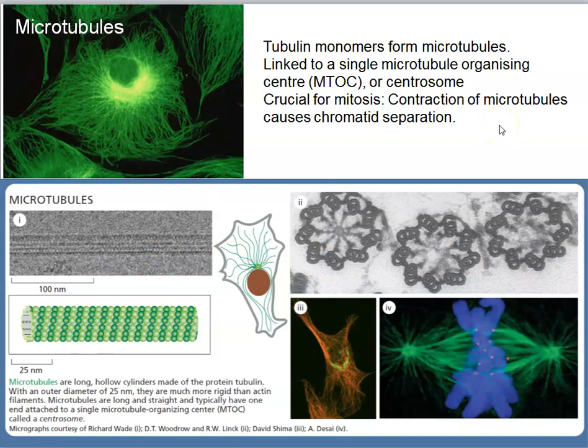The microtubules are crucial for mitosis, so contraction of microtubules will cause chromatid separation, which we can see here. And this is the primary mechanism of action of antimitotic drugs. So where you've got microtubule contraction dragging these two chromatids to separate microtubule organizing centers, that is what the anti-microtubule drugs are targeting, and we're going to focus on those in this session.